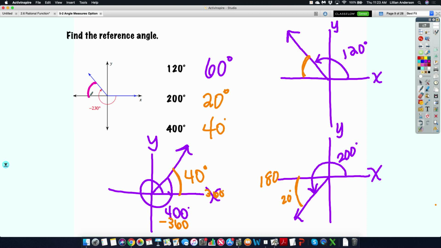What was the question? It's 50 degrees. I asked how far was the terminal side from the x-axis? And it is 50 degrees. How is it 50 degrees?